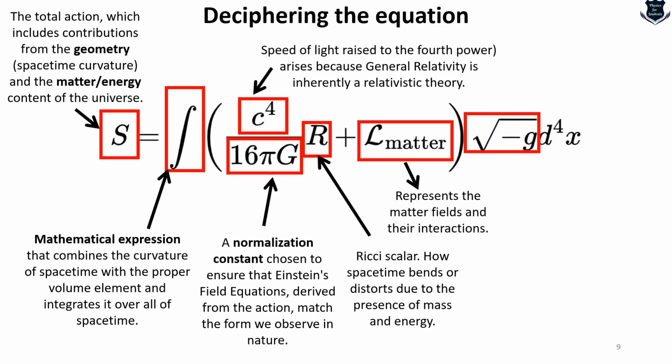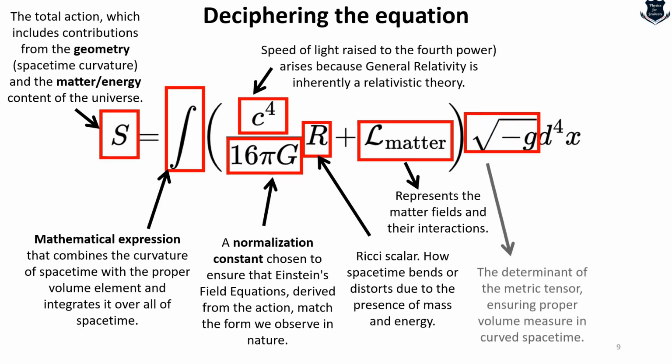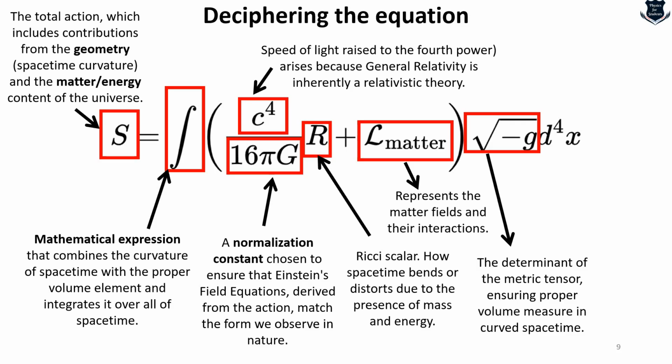Now here comes the most important part. There's a square root of minus g. This is basically called the negative determinant of the metric tensor g mu nu. I will explain why it is so important. Actually, this term ensures that the action is integrated over the proper volume of curved space-time.